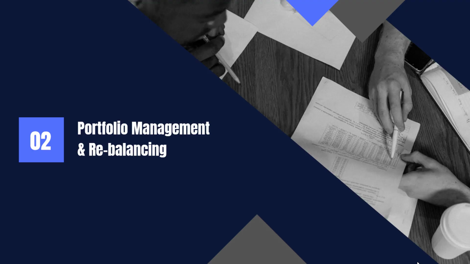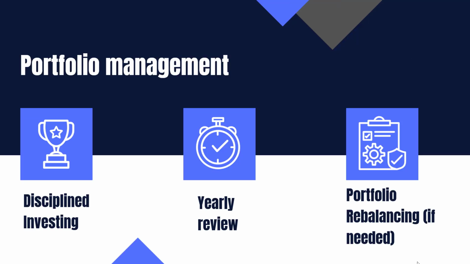portfolio. Moving on to portfolio management and rebalancing. Ensure that you are staying disciplined in investing. If your portfolio has equity category funds, then you need to plan for a long-term investment. And if you are in SIP, ensure that you are not breaking the SIP in between. At the end of each year, you have a yearly review to track the performance of your fund.